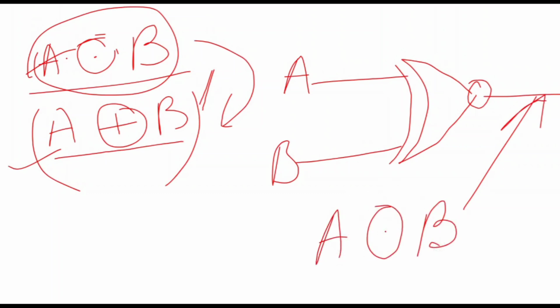So the simple rule for the XNOR gate is: the output is high when both inputs are the same and the output is low when both inputs are different.